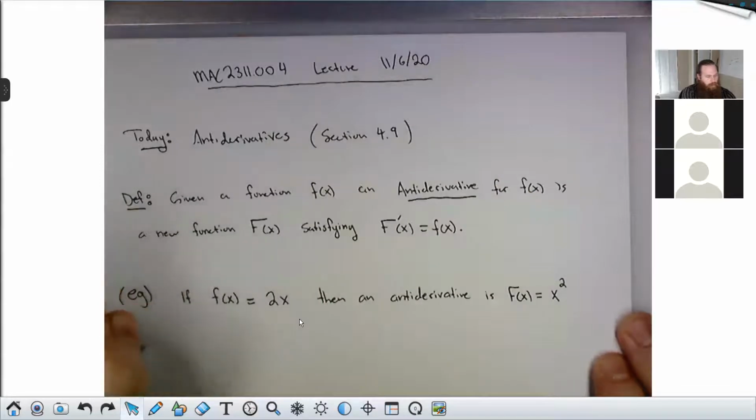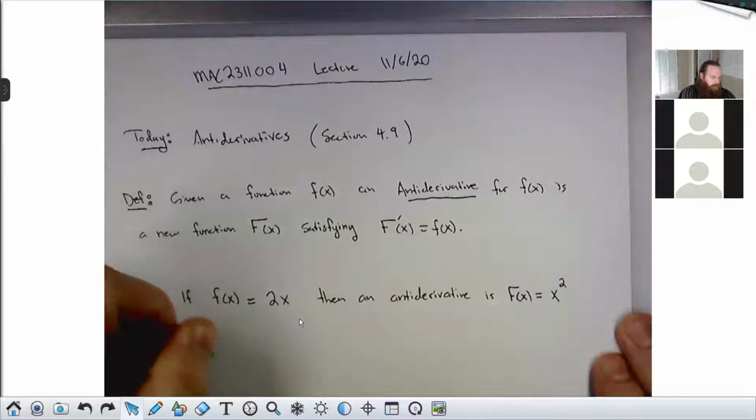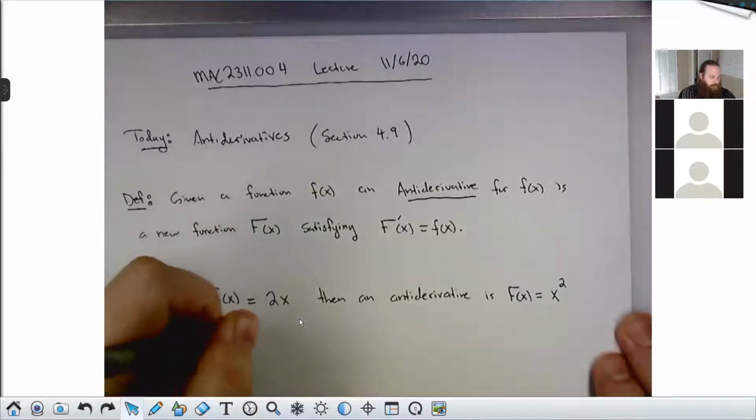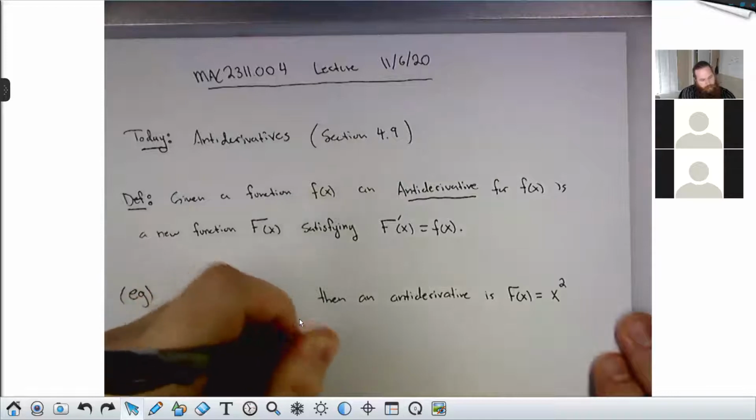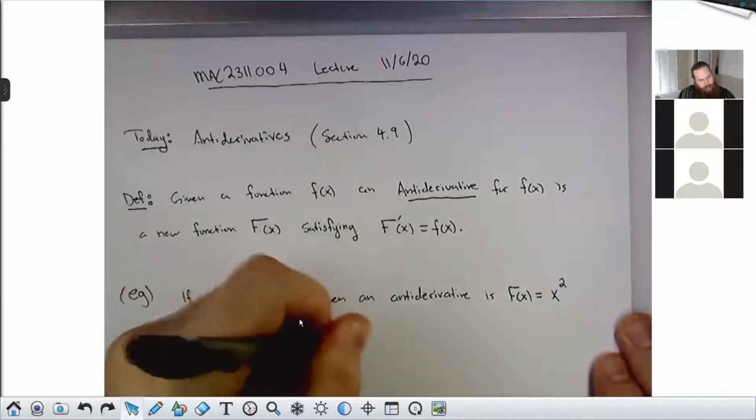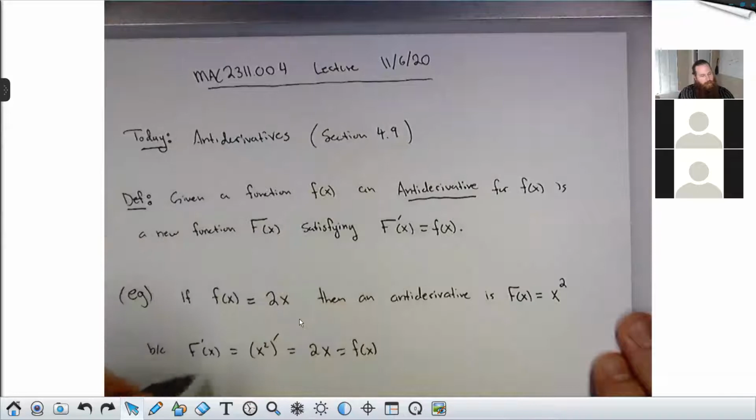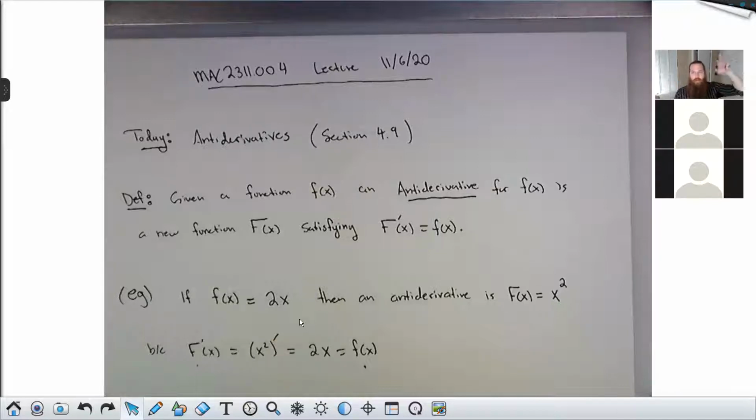Why? Because capital F primed of x is x squared primed, which is 2x, which is little f of x. So capital F primed is little f. That's it. In fact, you can think of derivatives as like a ladder, right? You can go up the ladder and down the ladder. You can take derivatives and you can take antiderivatives, right?